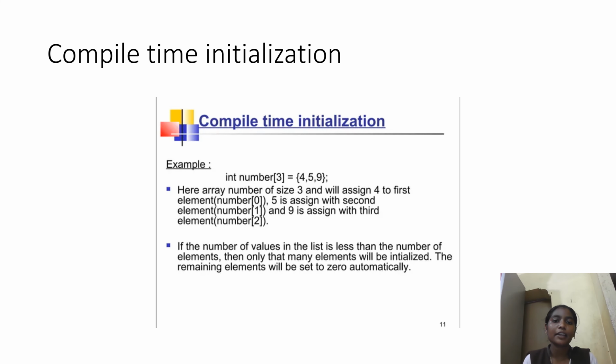Next, here is an array number of size 3, and we assign 4 to the first element, 5 to the second element and 9 to the third element. If the number of values in the list is less than the number of elements, then only that many elements will be initialized. The remaining elements will be set to 0 by default automatically.